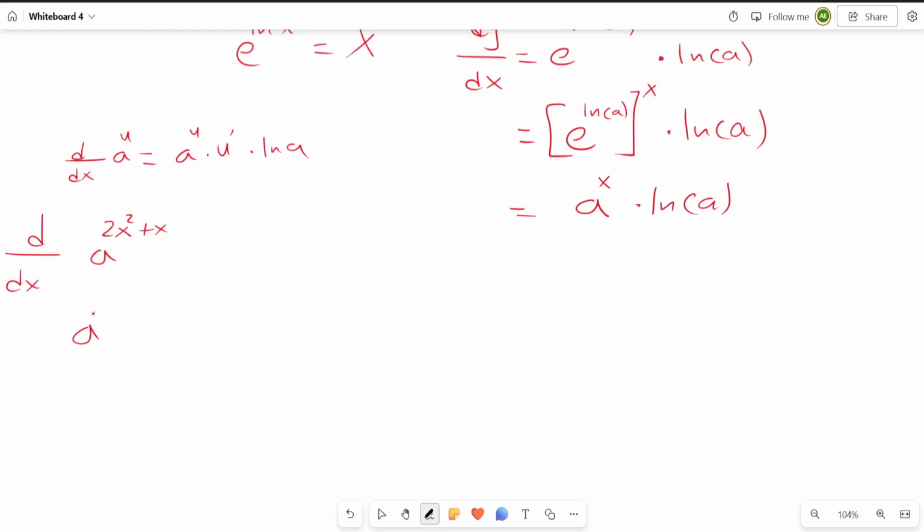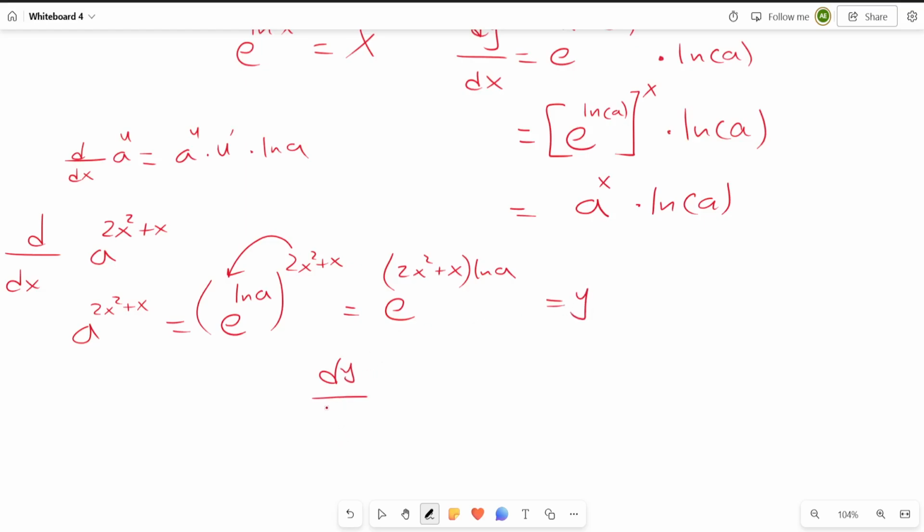So a to the power of 2x squared plus x, I can rewrite it similarly to what I did in the first example. I can rewrite it as e to the power of ln a, all to the power of 2x squared plus x. This part is basically equal to a. And then again I can multiply this power to this power here, so it's going to equal e to the power of 2x squared plus x multiplying ln of a. And then let me get the derivative of this. If this is y, let me get dy by dx.